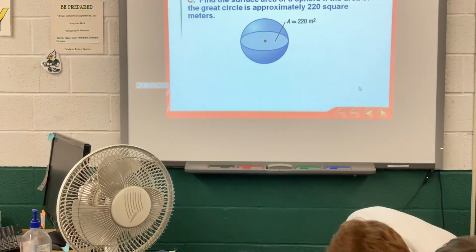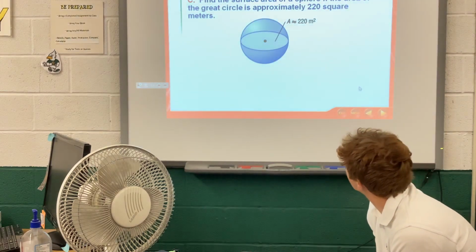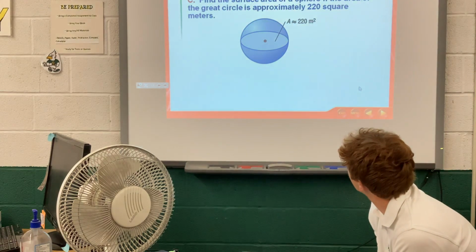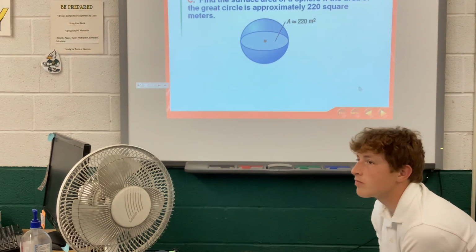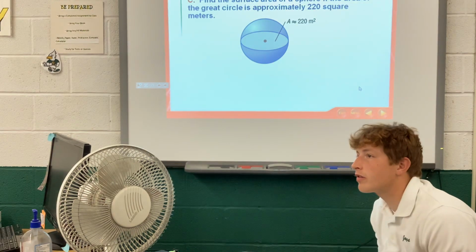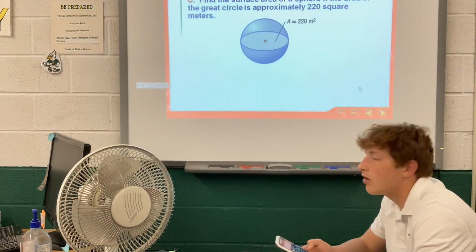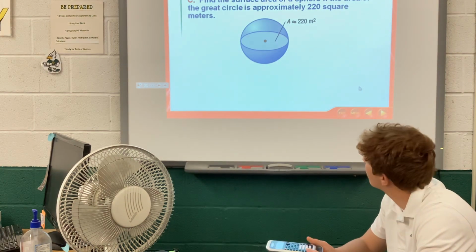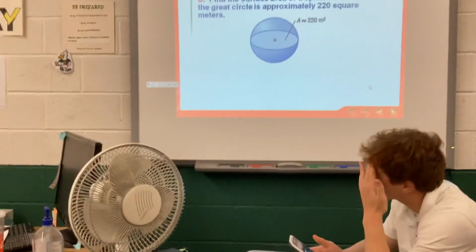So this one changes just a bit, right? This one says find the surface area of a sphere if the area of the great circle is approximately 220 square meters. So now, instead of setting it equal to 2 pi r at the very beginning, we're going to set it equal to what? Pi r squared, because it says right there that 220 is the area of the great circle.